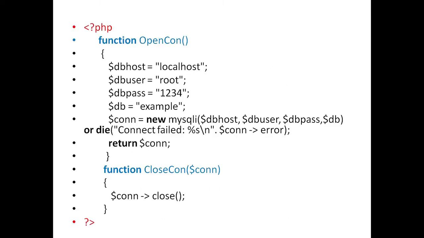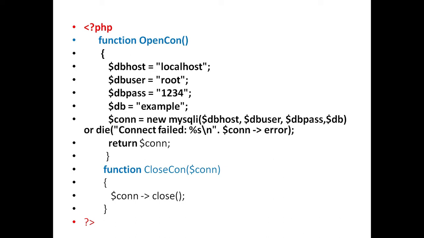Here is a script for database connection. Here we have written the open connection function in which we have defined the host, user, password and the database. Connection variable is defined in which we create the object of MySQL by passing the parameters host, user, password and database. And if connection is not available, then we will use this die function which will exit from the function. And also we have defined the close connection function to close the connection with database.